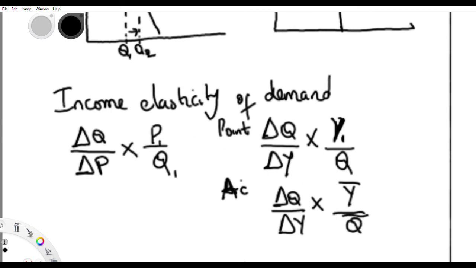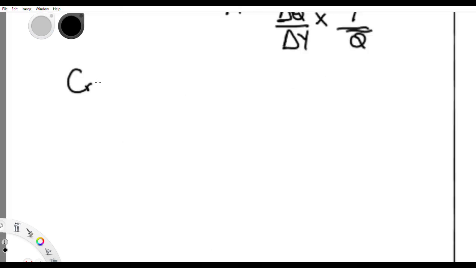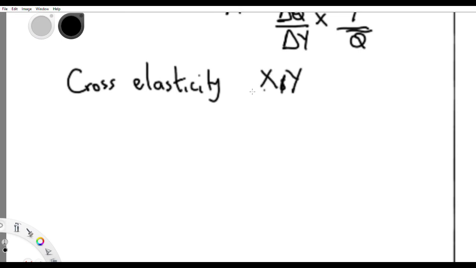So that's income elasticity. And the last one is the cross elasticity. Now cross elasticity relates to products, that's product X and product Y. It means that the change in quantity demanded of product X is affected by change in price of another product Y. So it relates two different products together. So change in quantity demanded is affected by change in price of another product.